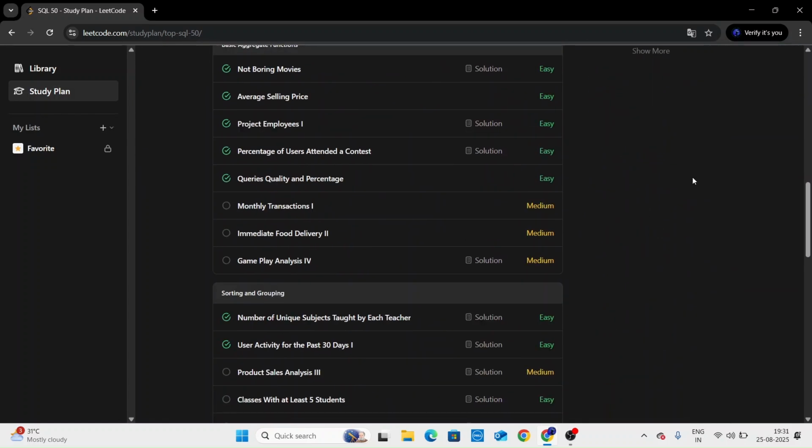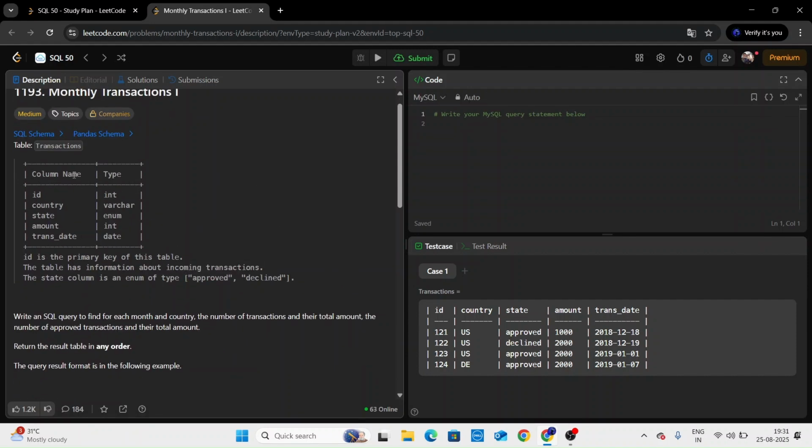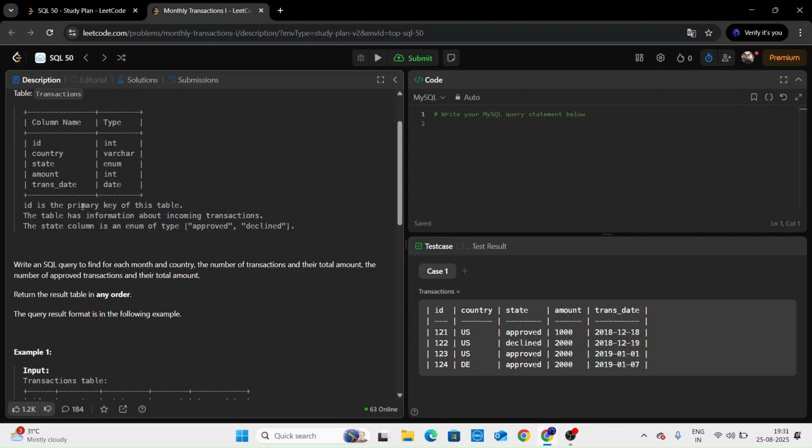So let's try to solve a medium problem today. This is day 2 of me trying to solve problems in LeetCode. Okay, let's start. Today I will try to solve this problem called monthly transactions. Okay, let's see. We have a transactions table.